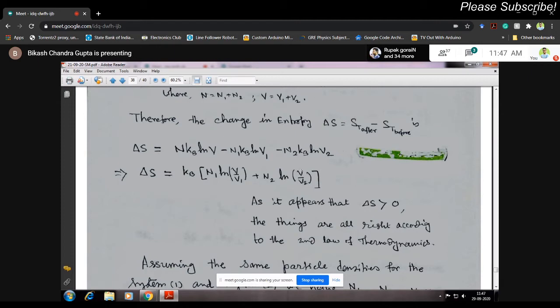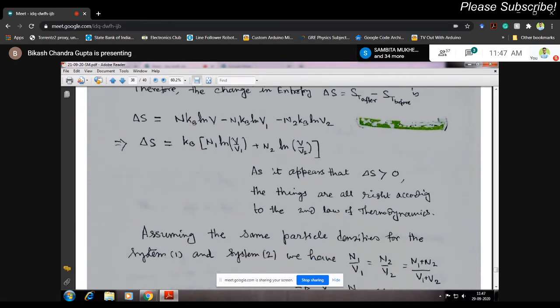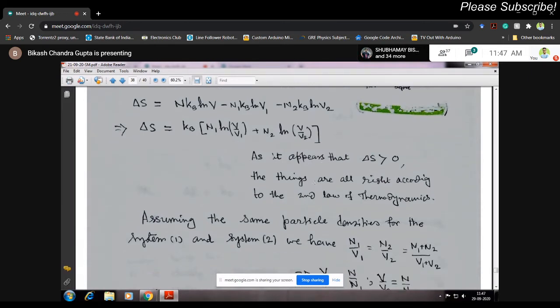Okay, and V, you know, is greater than V1 and V2, and therefore this term turns out to be positive, right? As expected, that delta S is positive because when it is in non-equilibrium, then it is trying to go to the equilibrium state, and therefore, as I said from the second law of thermodynamics, the entropy will be increasing and it will reach the maximum when it reaches the equilibrium.